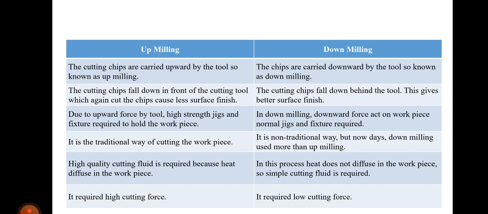Up milling is the traditional way of cutting the workpiece. Down milling is a non-traditional way, but nowadays down milling is used more than up milling. In up milling, high quality cutting fluid is required because heat diffuses into the workpiece. In the down milling process, heat does not diffuse into the workpiece, so simple cutting fluid is required. Up milling requires higher cutting forces and down milling requires low cutting forces.